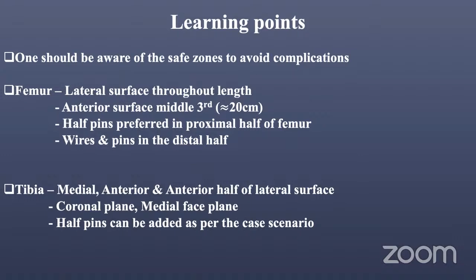For the tibia, the medial, anterior, and anterior half of the lateral surface are devoid of neurovascular structures and hence are safe. The coronal plane wire and medial face wire can be used throughout the length of the tibia, and half pins can be added as per the case scenario.